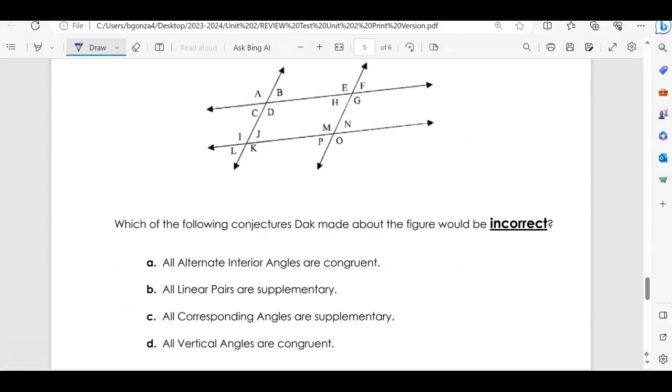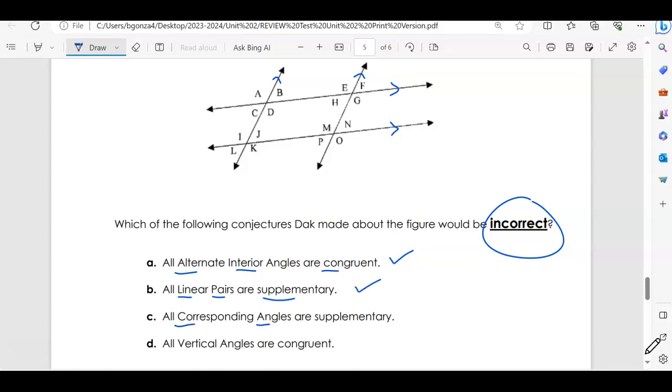All right, all alternate interior angles are congruent. Okay, now again, you got parallel lines, you got parallel lines. We know alternate interior angles are congruent, that's true. I want to know which one's incorrect. What about linear pairs? Linear pairs make a straight line, which is 180, which is supplementary, that's true.